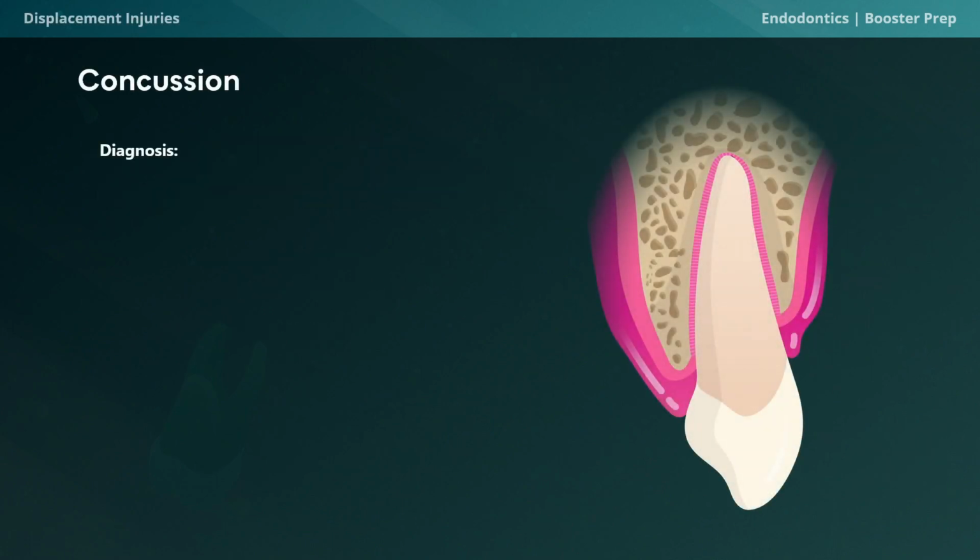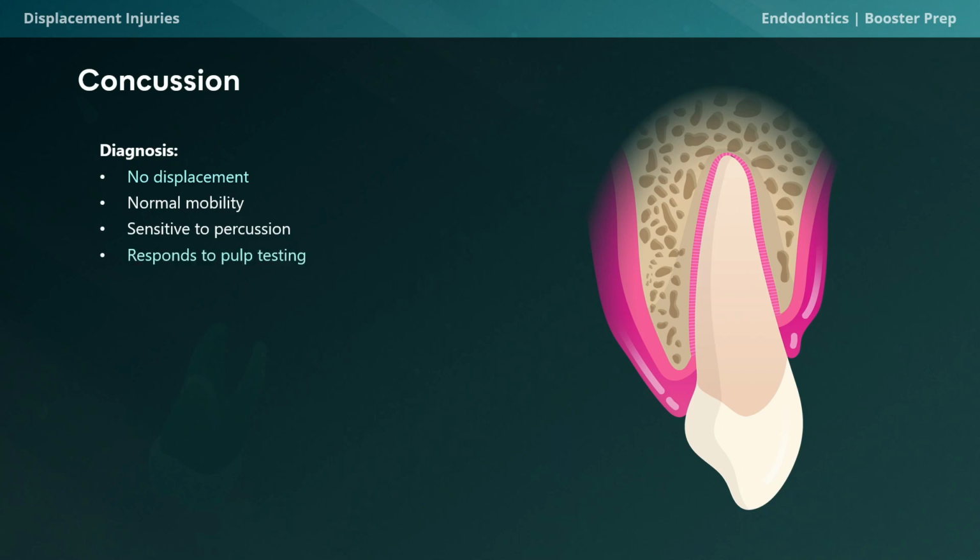A concussion in dental terms refers to a scenario where there's no displacement of the tooth, and the tooth maintains normal mobility. The only clinical sign for a concussed tooth really is just sensitivity to percussion. Typically, teeth in this condition will still even respond to pulp testing. So think of a concussed tooth as a small bruise. It's not too serious, and so the treatment is simple as well.